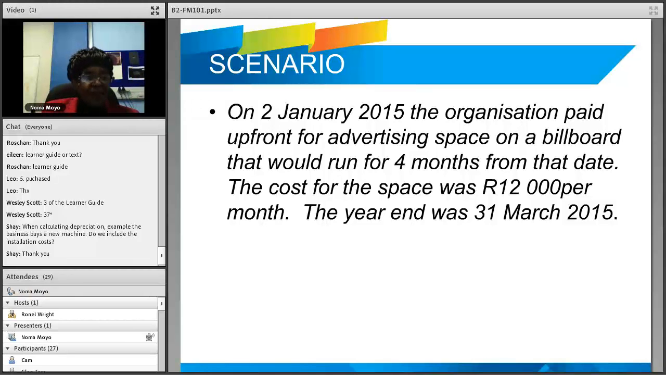This is 4 months, but now our year end is 31 March, which means if it's 12,000 per month and they paid for 4 months, they paid 4 times 12,000, which is 48,000. But now the year ends on 31 March 2015. What does that mean? That means they've paid in advance. How much have they paid in advance? The 12,000 for April.